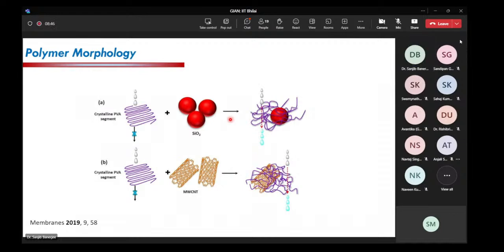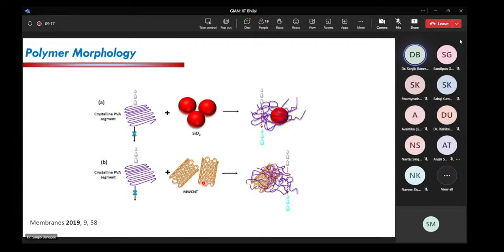Okay, now it's time. So silica is normal silica. We take a crystalline polymer and make a blend with silica. Next one is MWCNT. MWCNT is multi-walled carbon nanotube. This is one of the toughest materials. There are two kinds of CNT. One is single-walled carbon nanotube. The second one is multi-walled carbon nanotube. Multi-walled means it's a mixture. Single-walled is the purest one, but single-walled is a little bit costly.